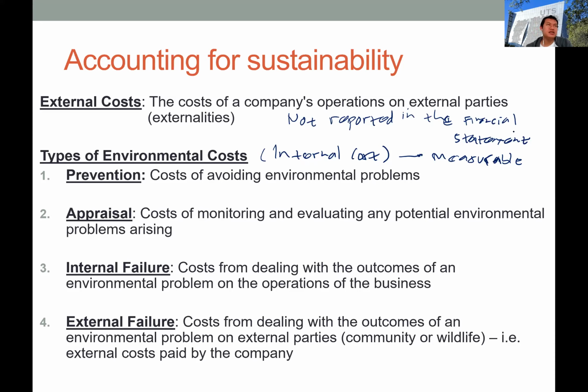The next is the external failure. External failure is basically the cost that the company has to pay to external parties because of some environmental failures within their business operations. For example, because of some environmental failures, the company has to pay fines to the government and also pay compensation to the communities, or some subsidy. This kind of cost is external failure cost. So this is the four types of environmental costs that we need to know from this topic.